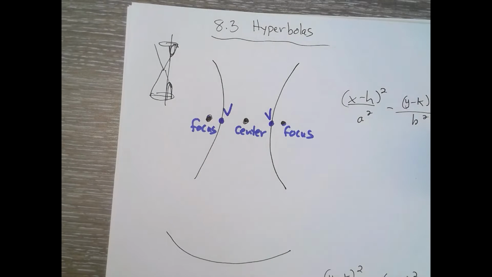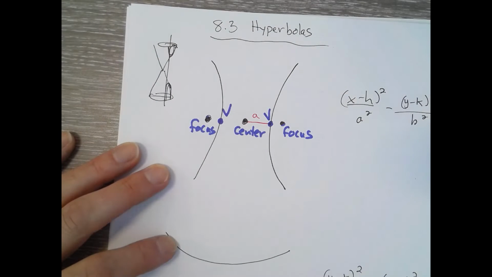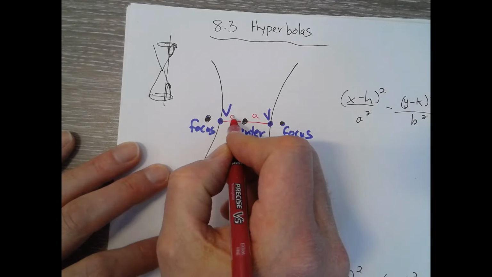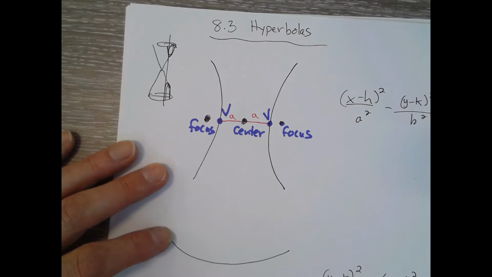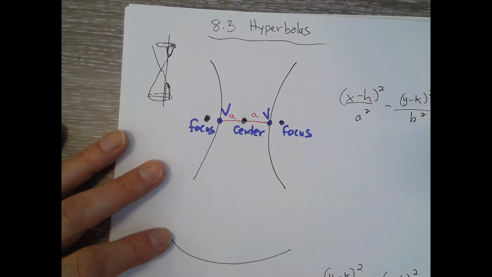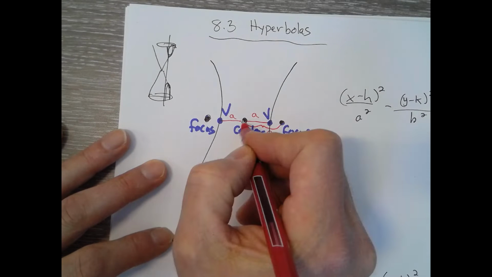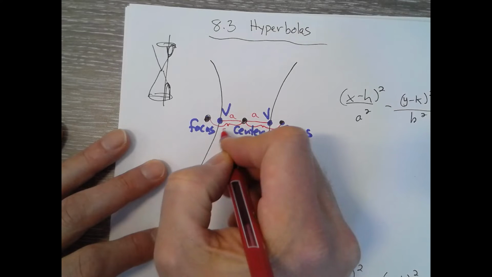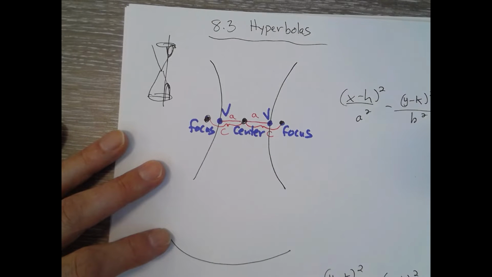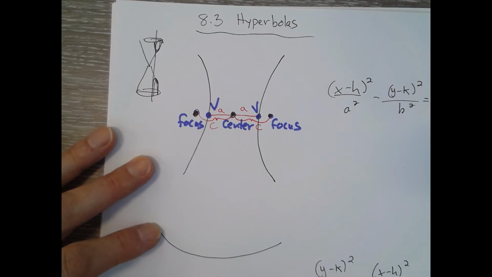So A is still the distance from the center to the vertex. That is A. So this right here is also A. Center to the vertex, if you just remember it on the ellipses, it's the same on a hyperbola. Do you remember what C represented on an ellipse? Center to the focus. Same thing is true here. This right here, from the center to the focus, is C. What's bigger, A or C? C. That's different. C is the big daddy in hyperbolas. It is the largest one.